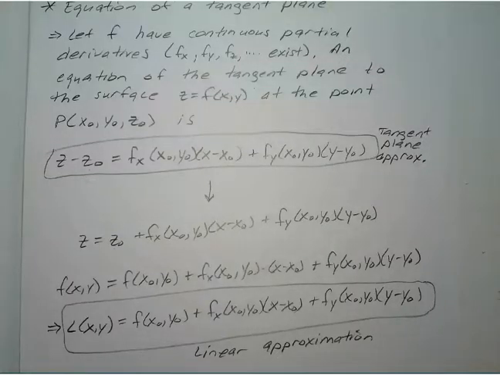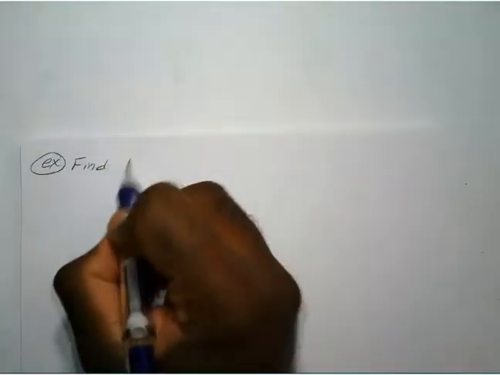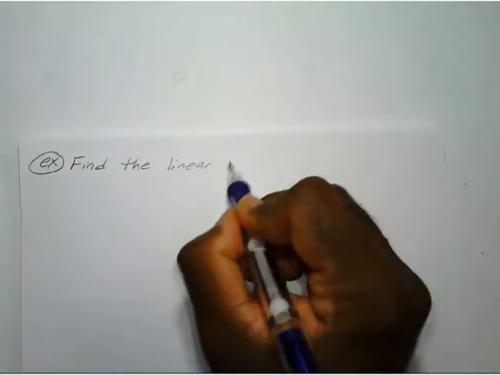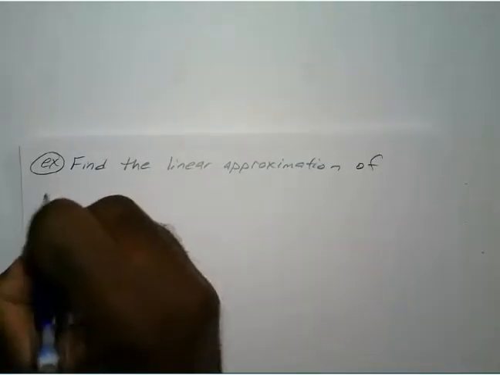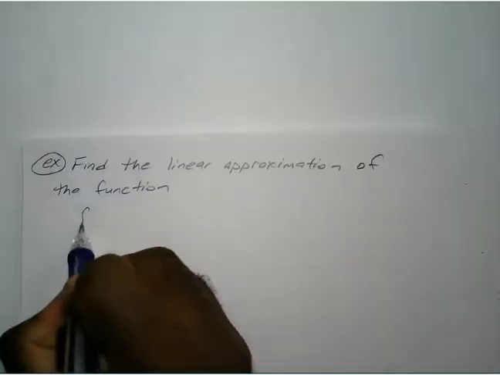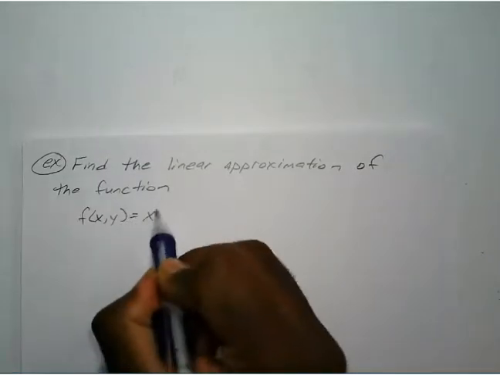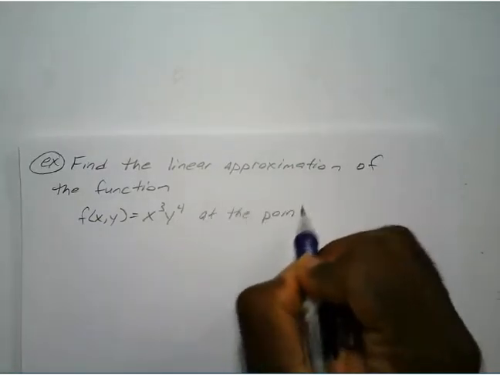If you are still writing, feel free to press pause, but we're going to go ahead and move on to our example. Let's say, for example, find the linear approximation of the function f of x, y equals x to the third times y to the fourth power at the point (1, 1).